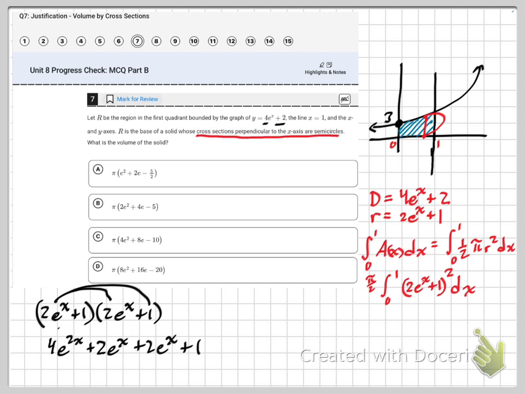Then I do the other term. I get 2e to the x plus 1. And then I do my little simplification. And then I rewrite my integral. Oh my goodness. Look at us integraling.